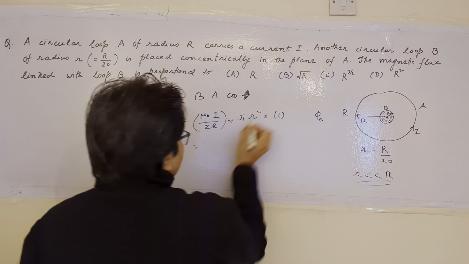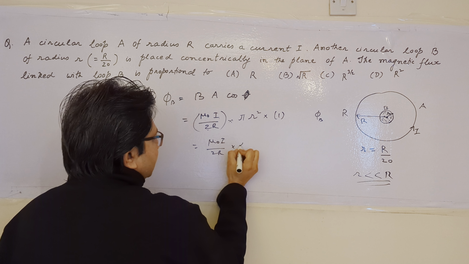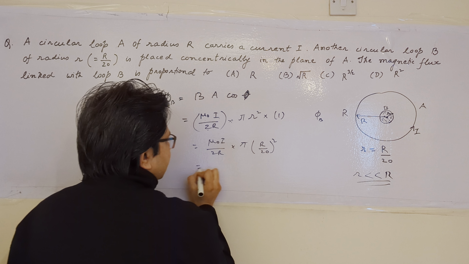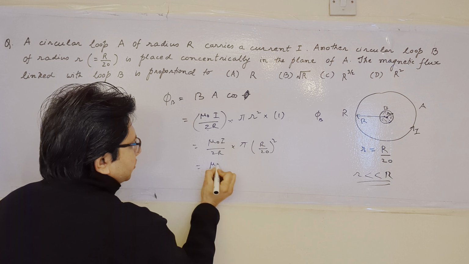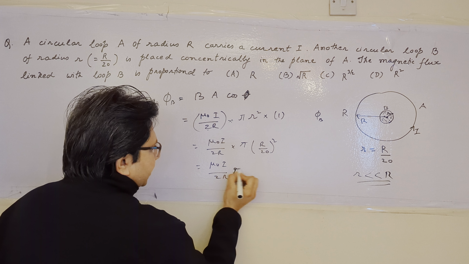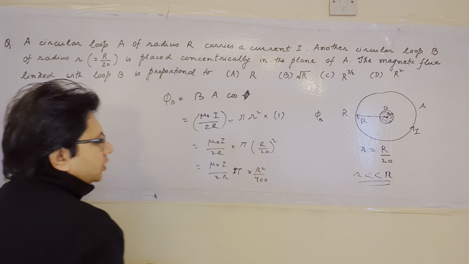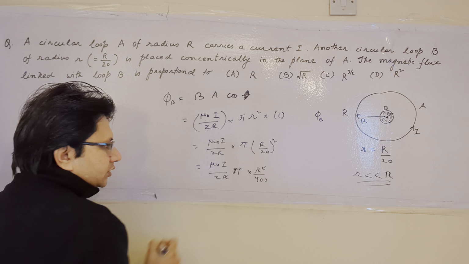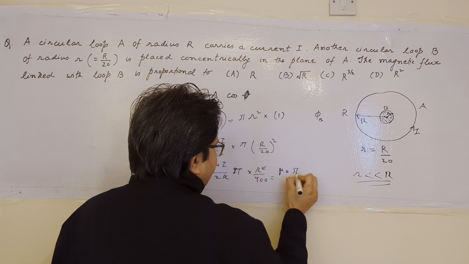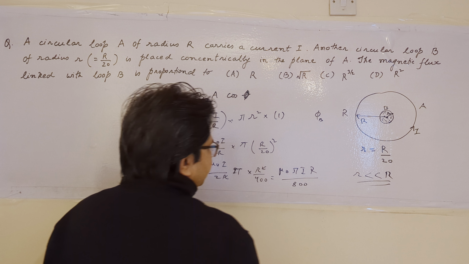Now putting the value of small r here, mu naught I upon 2r. Small r is capital R upon 20, its whole square. So this becomes mu naught I upon 2r into pi multiplied by r square upon 400. Now this one power of r cancels and we get this result as mu naught pi I r upon 800.